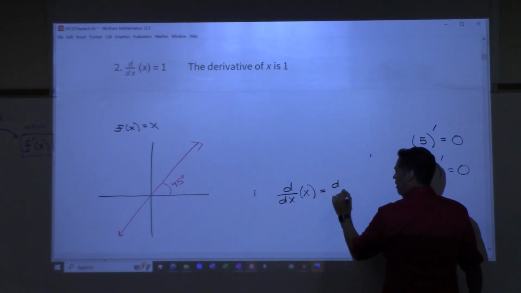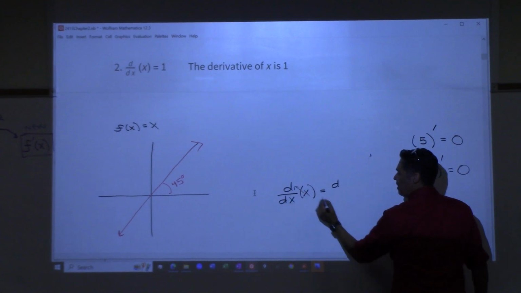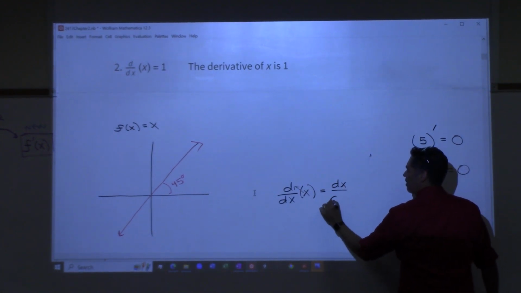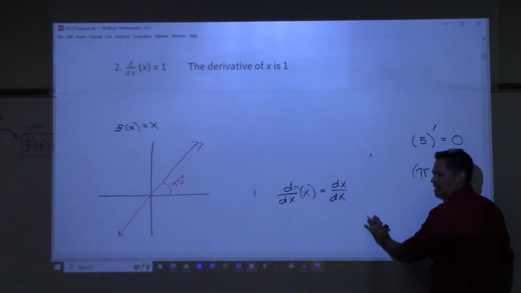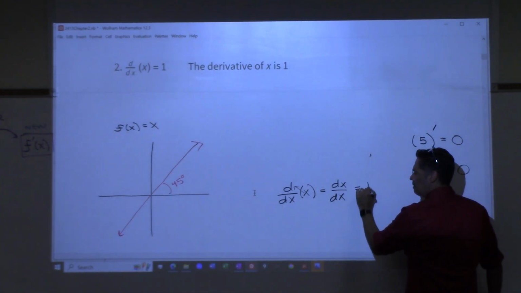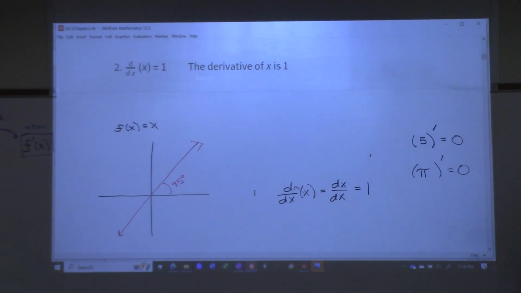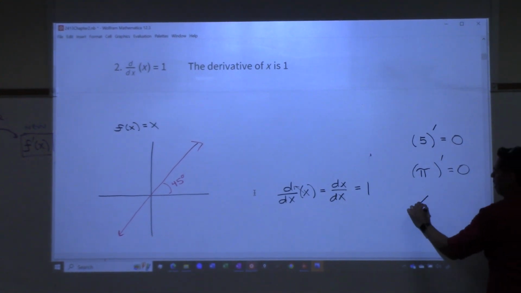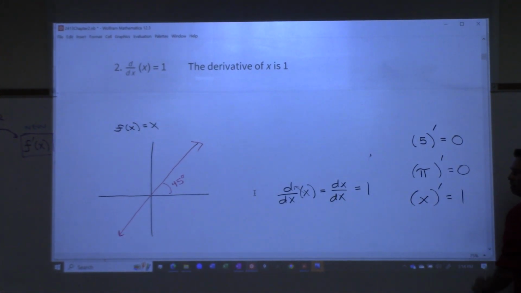So we could have rewritten this where the x kind of pops up here with the d and looks like this, dx over dx. And does it make sense to you that that would be 1? Or you could do it this way, x prime equals 1.